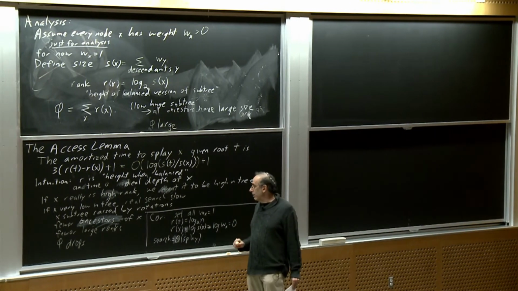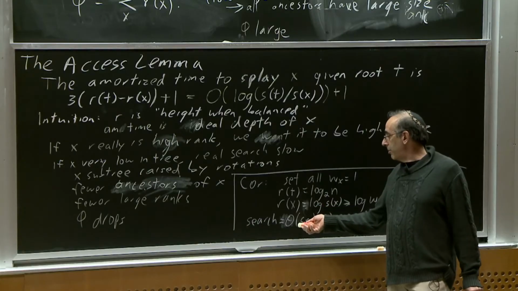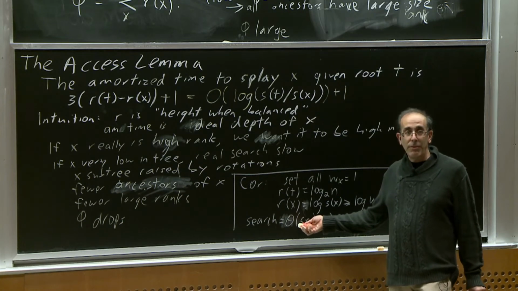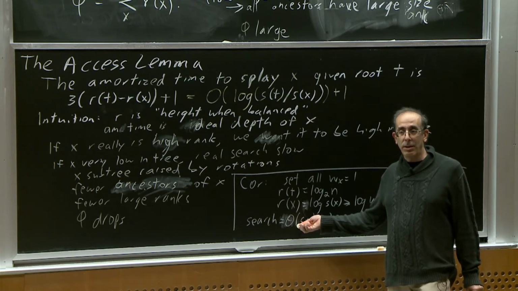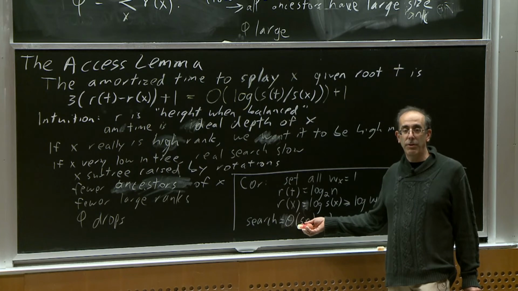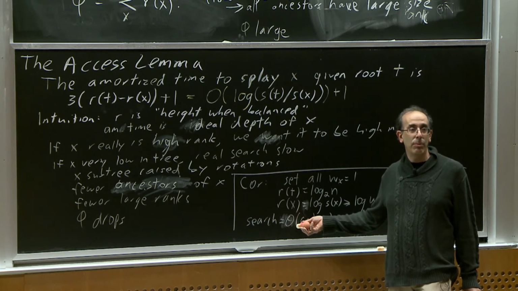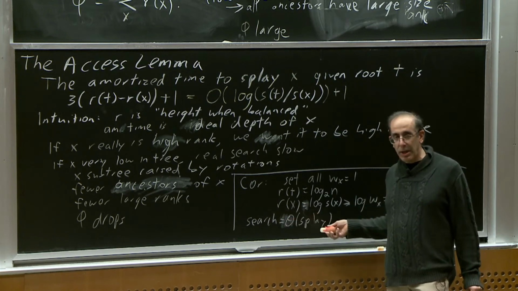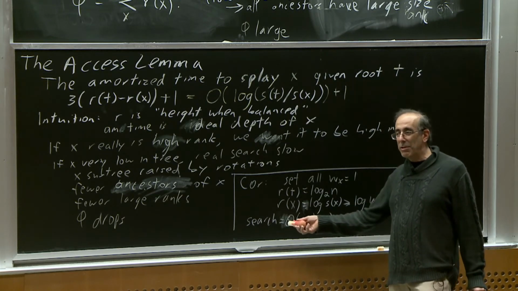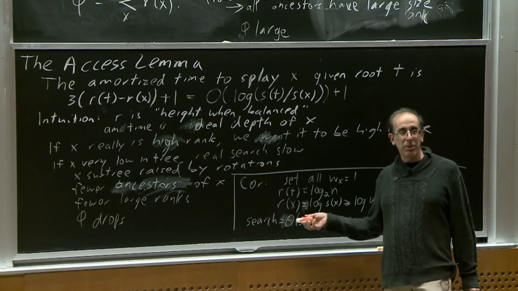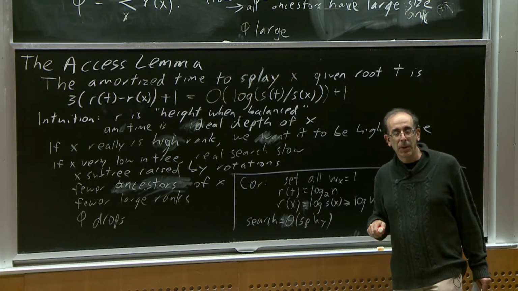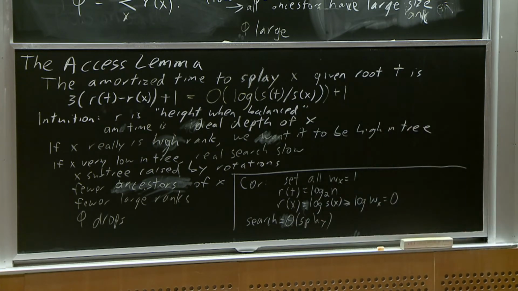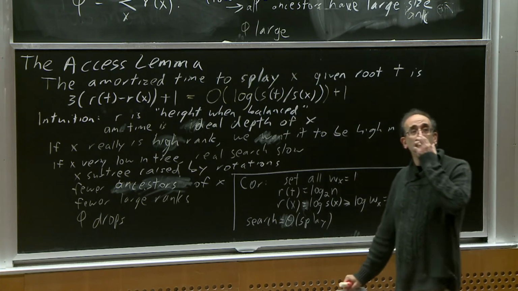Important little detail. In order for this to be true, you have to splay even when x is not in the tree. Right? If you search for something and you don't find it, you might think, shucks, don't splay. But since you want the search time to be equal to the splay time, you have to do the splay even if you didn't find what you were looking for. Okay. All right. So all that's left to be done is to prove the access lemma.